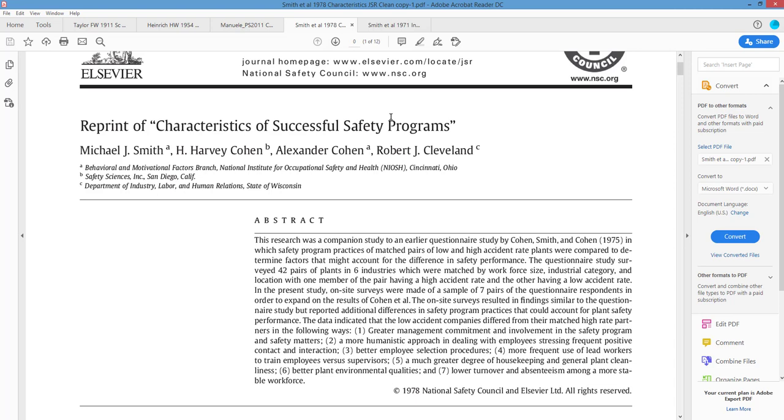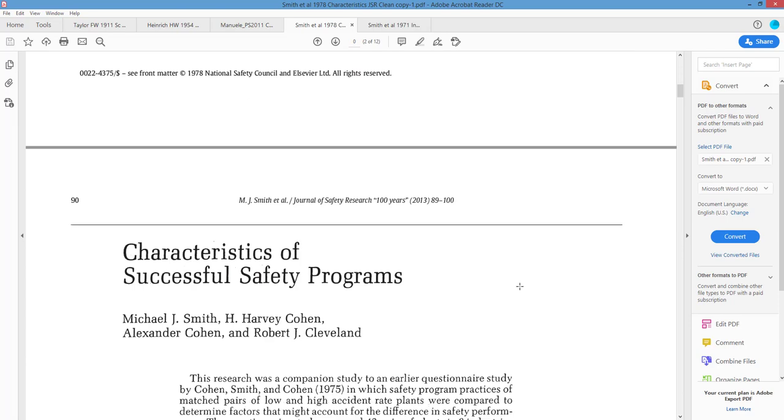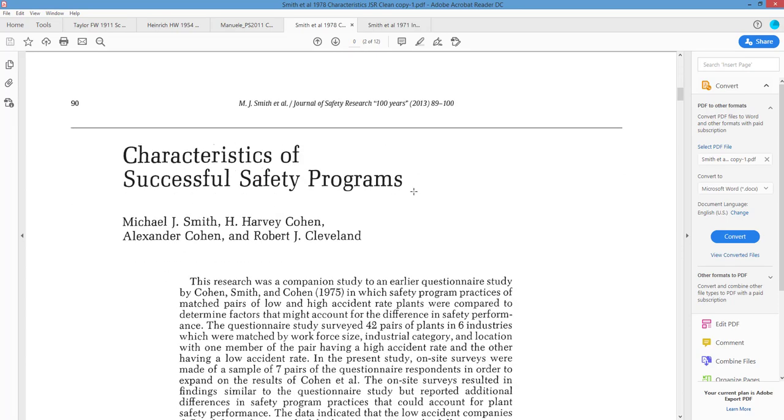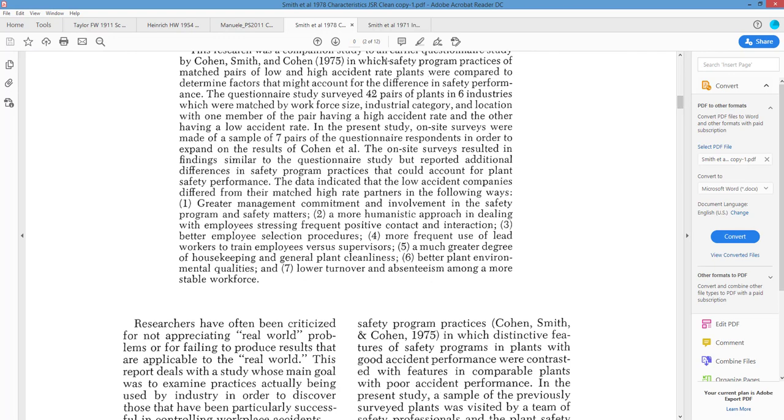So a follow-up, and I think probably generated by the insight provided by the 1971, they did a study of paired organizations here in Wisconsin, to find out what are the characteristics of successful safety programs. And this should be a really quick read. So read this so you understand what they're trying to show.